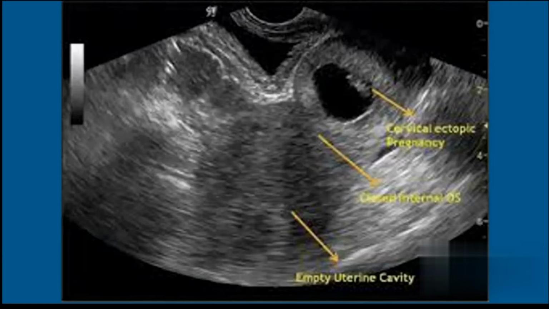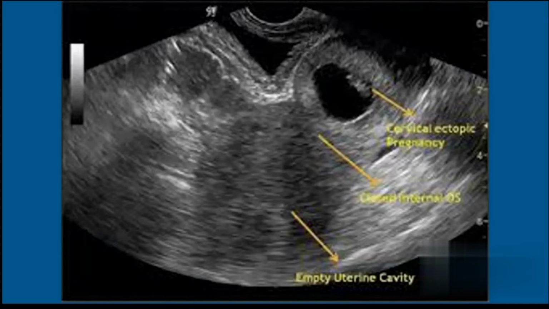And what is heterotopic pregnancy? Now we know that because of infertility rising, IVF is also increasing. So a lot of patients can get heterotopic pregnancy. So there are simultaneously two pregnancies. One is at the normal site, that is the uterine cavity, and the other will be ectopic. So the most common combination is intrauterine and fallopian tube.